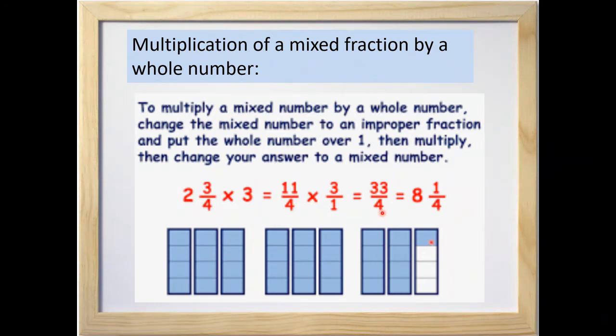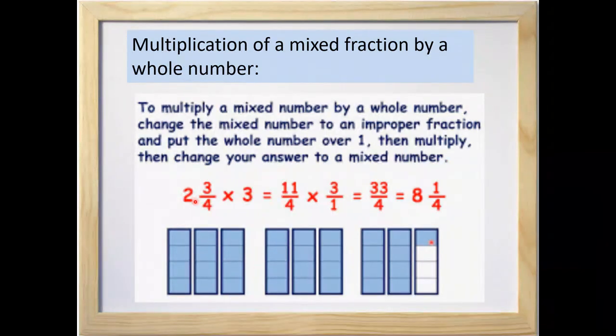Understood children? But 33 by 4 is an improper fraction. So we have to convert it into a mixed fraction. So how to convert it? Simply divide 33 by 4. We will get 8 1 by 4. Understood children? This we can easily see from the diagram.